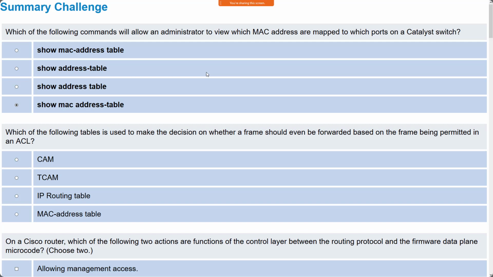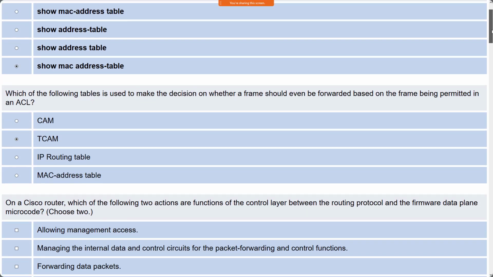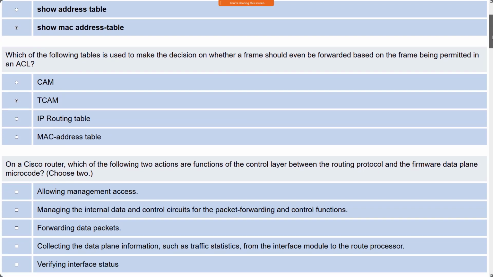Which of the following tables is used to make the decision on whether a frame should even be forwarded based on the frame being permitted in an ACL? All right, well, ACL information is going to be stored in the TCAM. Remember, we have a TCAM that stores QoS information as well as access list control information.